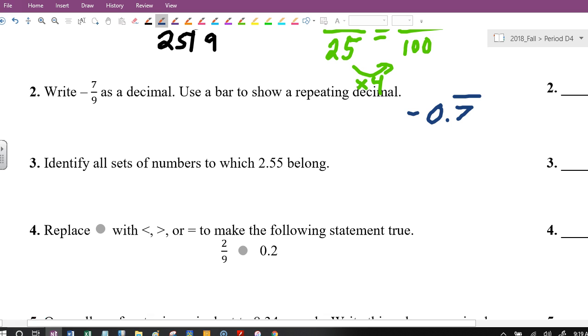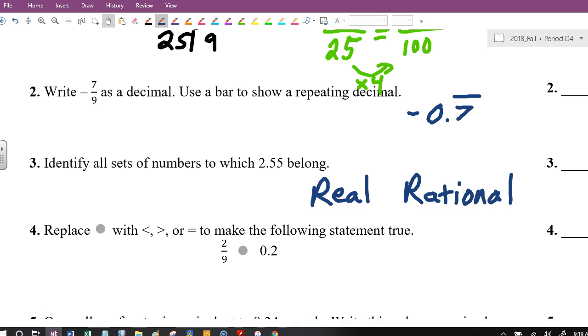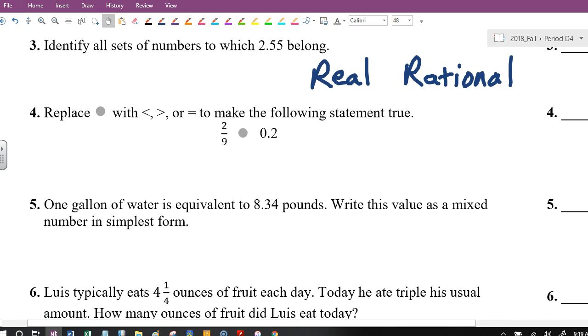All right, what for number 3? What are our number sets? Real and rational. Correct. What about the others? Nope, because it's in between 2 and 3. All right. How about number 4? Anybody want to do that one?